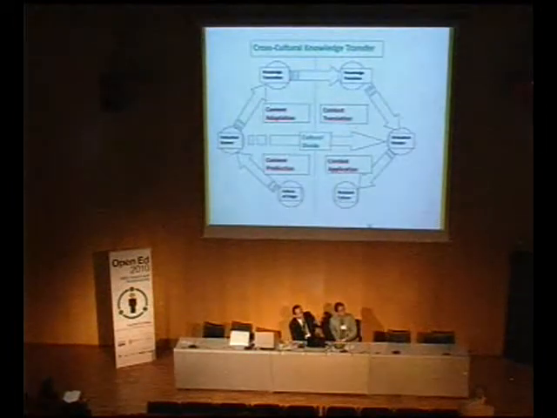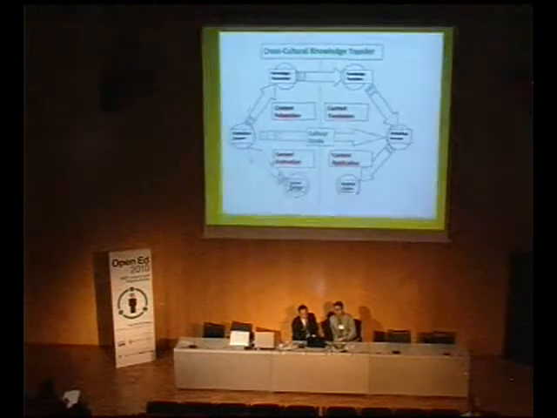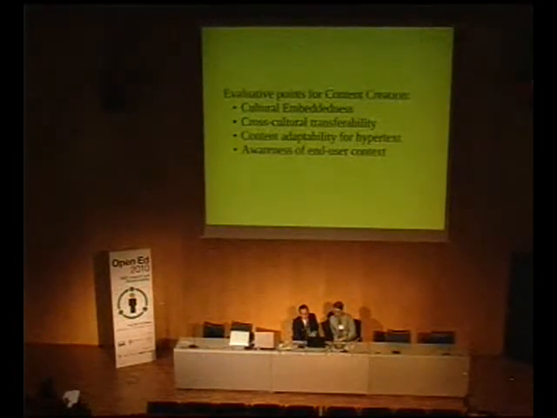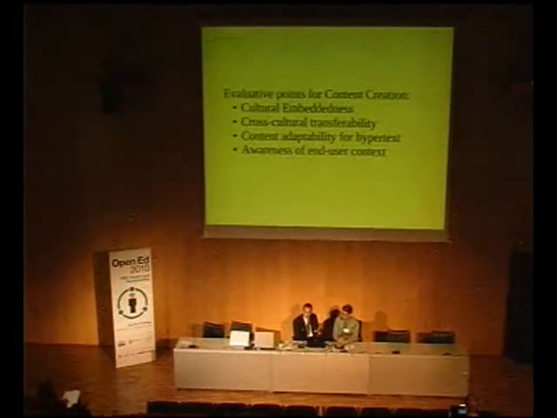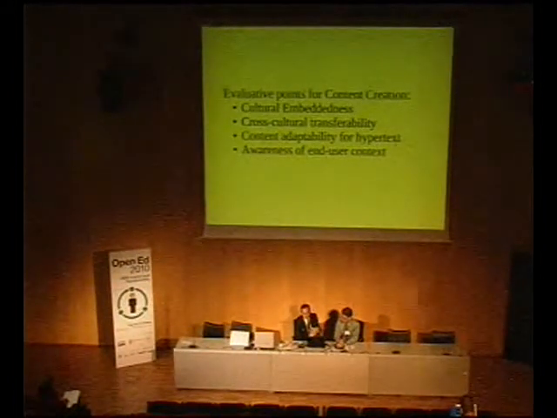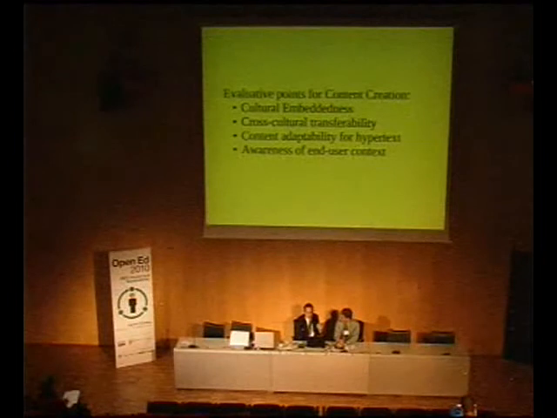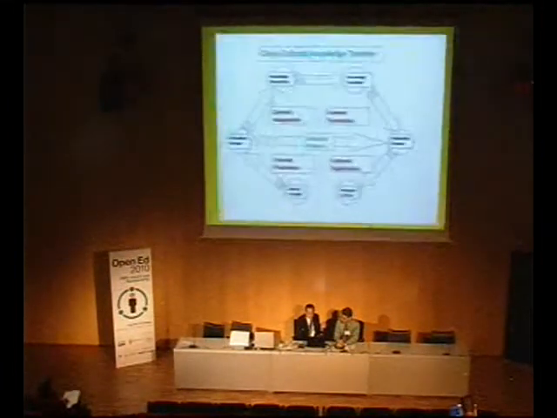So this is our model for cross-cultural knowledge transfer, and it has 4 domains: content production, content adaptation, content translation, and content application. So for the evaluation points in a monitoring and evaluation system for content creation, we would look at cultural embeddedness, cross-cultural transferability, content adaptability for hypertext, and awareness of end-user context. Then for content adaptation: use of hypertext, user-friendliness, translatability, and explicit instructional goals.